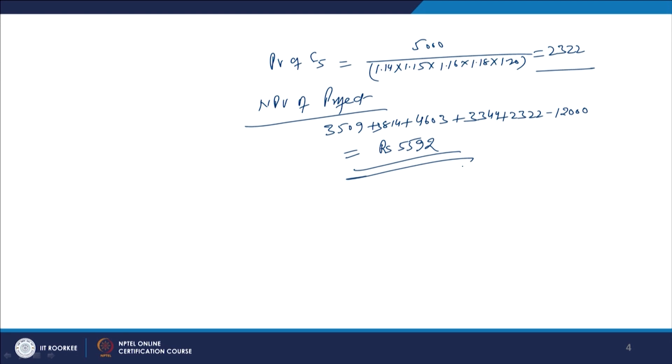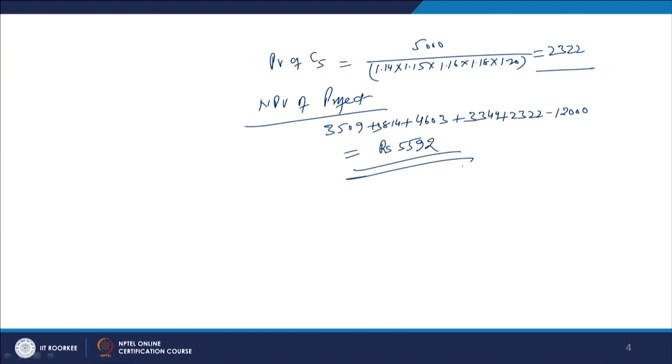It means by making an investment of 12,000 rupees, after discounting all the cash flows against the time varying rate of discount, if you find the sum total value of it, the net present value of the project is 5592 rupees. So, if you want to find out the total amount which is coming back to us, that will be 12,000 plus 5592 rupees, that surplus will be available to us.